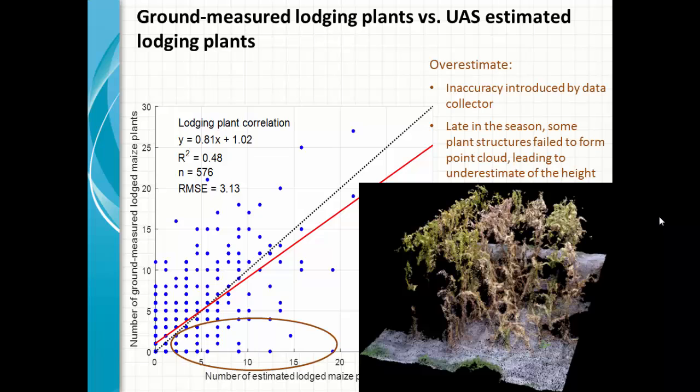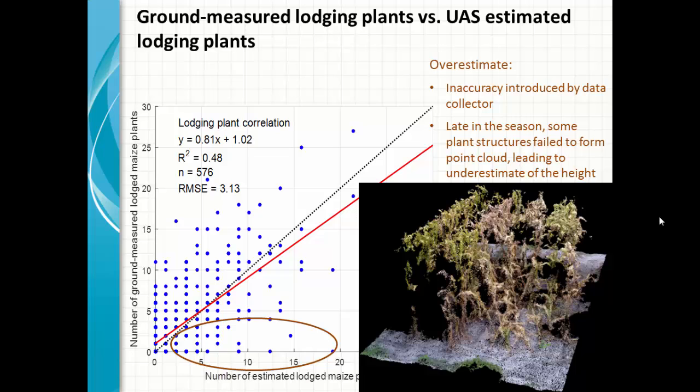Overestimate refers to lodging detected by the algorithm that is not picked up by our ground data collector. There are two main reasons. The first reason is inaccuracy introduced by our data collector. Look at this data: in our algorithm, we detect lodging happening here, 1, 2, 3, 4, at least 5 lodging plants, but it's not picked up by our ground data collector.